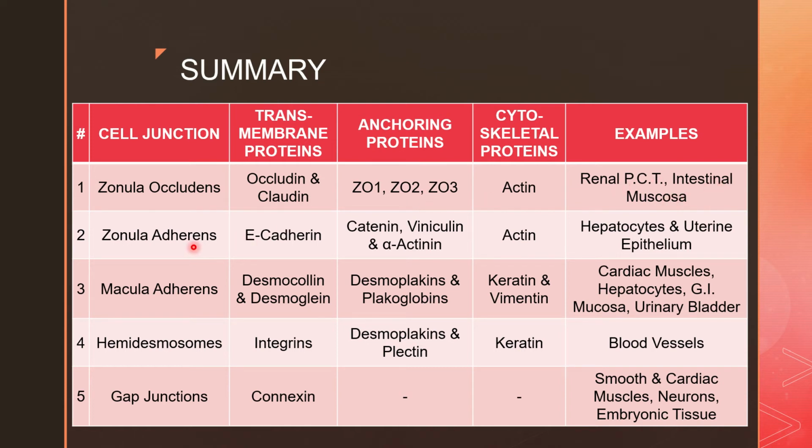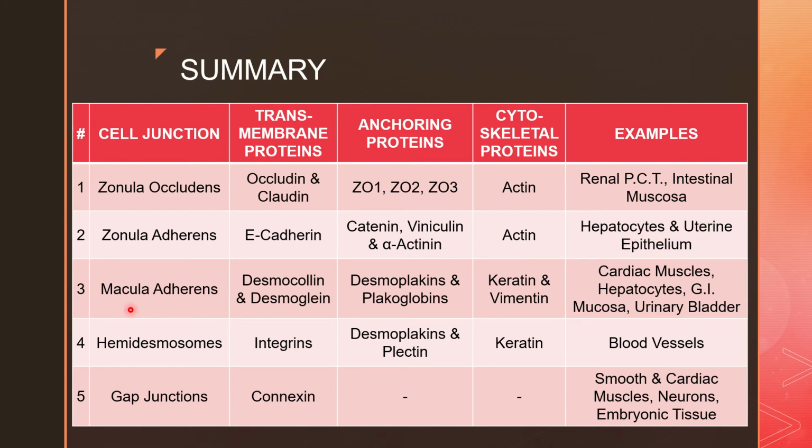The cytoskeletal proteins are the microfilament actin filaments, and the examples are the renal proximal convoluted tubule, the intestinal mucosa, etc. The zonula adherens, or the adhering belts: the transmembrane protein is E-cadherin. The anchoring proteins are catenin, vinculin, and alpha-actinin. And the cytoskeletal proteins are the microfilaments, same, the actin. And the examples are liver cells and uterus.